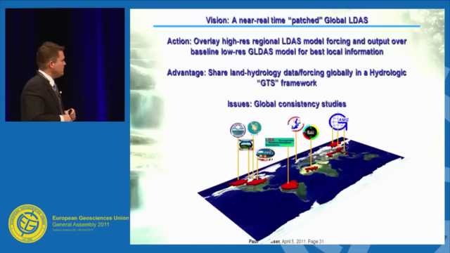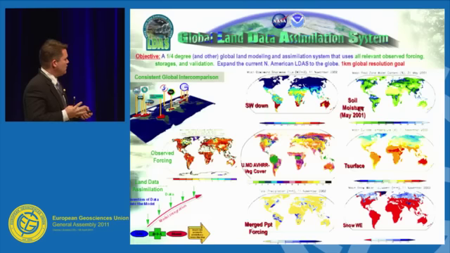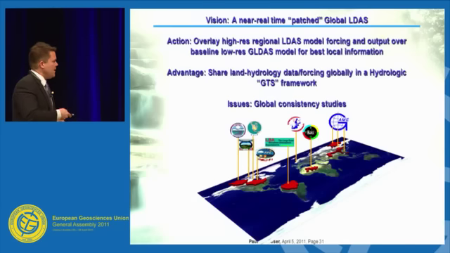So another vision is that we could put all of these land modeling systems together. If we cooperated internationally, we could go back to that global LDAS picture. So instead of just using one model here and one observation data set that I can get globally, we could incorporate all of this information and patch together the best available local information for a global picture of the terrestrial hydrology.